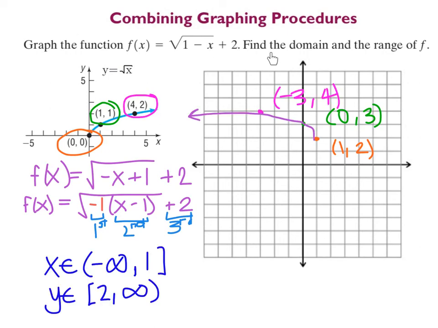And last but not least, we were asked to find the domain and range. So domain is going to be negative infinity up to 1, including 1. And then range is going to start at 2 on the y-axis and contain 2, and then go up to infinity. So there we go.